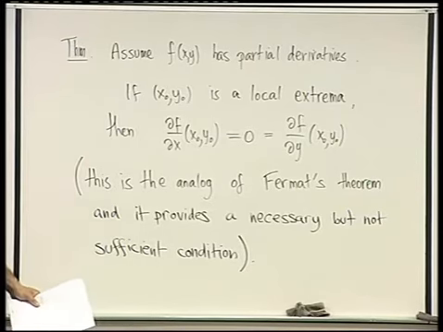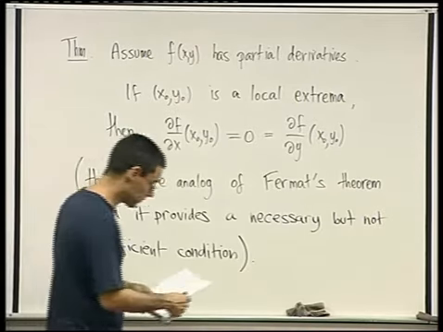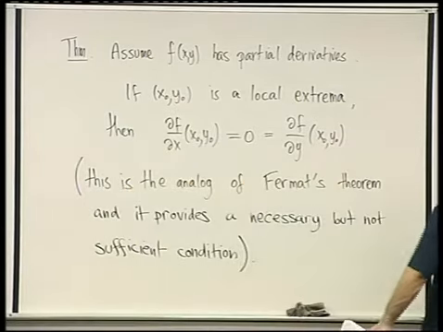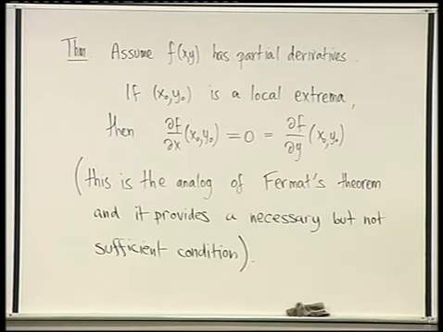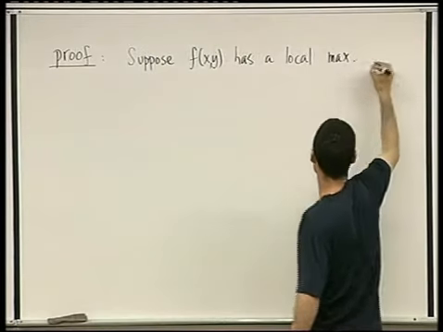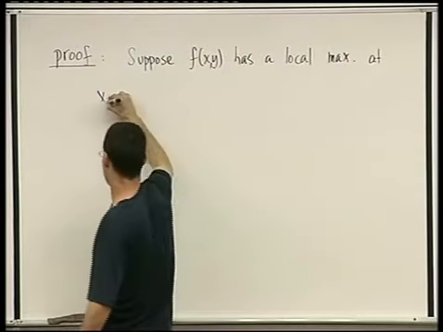I want to prove this theorem. I want to prove Fermat's theorem. And the proof is very, very simple. It actually relies on the single variable theorem. So proof. Suppose f has a local maximum at the point x0, y0. The proof for a local minimum is similar.